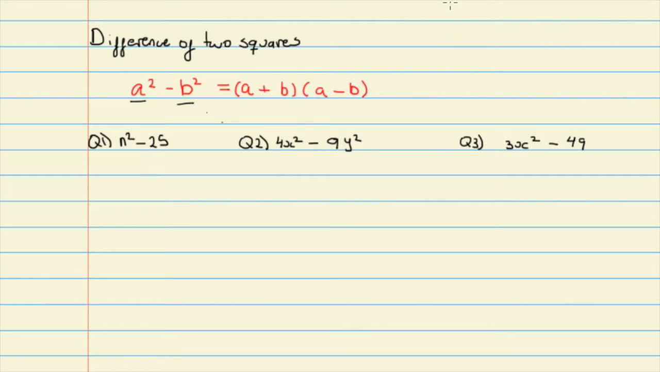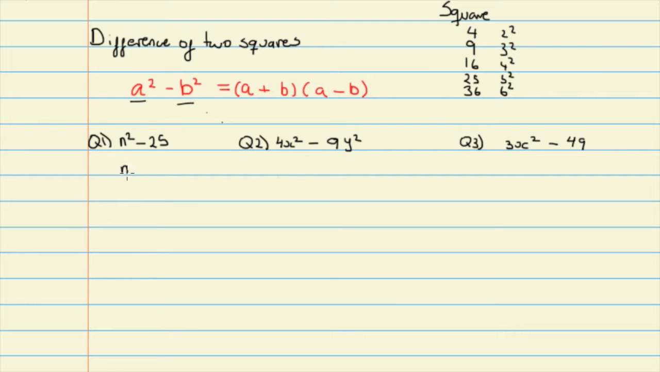So when I talk about square numbers, what I mean is numbers that follow this pattern: 4, 9, 16, 25, 36. So essentially numbers that you can take the square root of, or you can obtain from squaring a certain number. So getting into the first example, what we have is n squared minus 25.